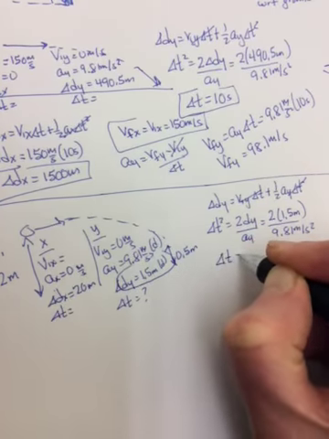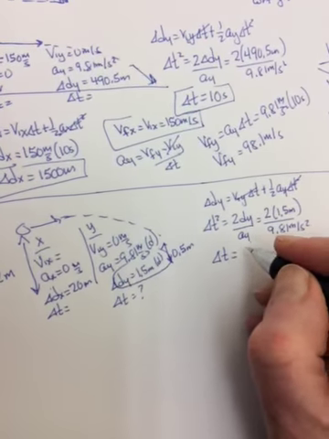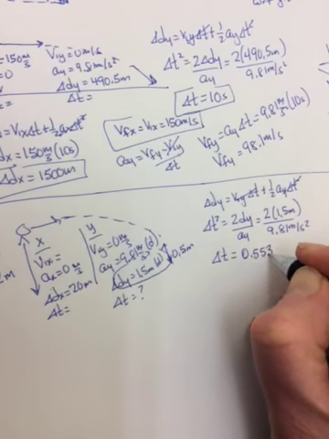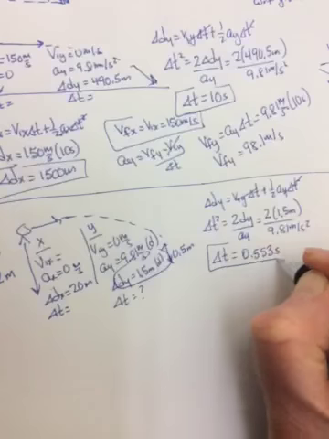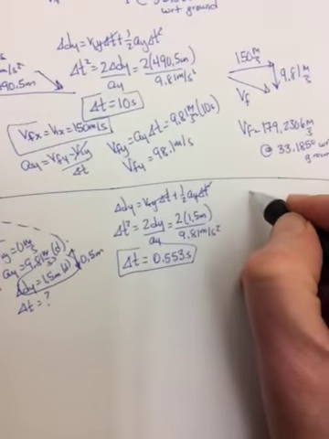Don't forget you need to take the square root. So it's 3 divided by 9.81, take the square root, and get 0.553 seconds. Once you have that, then you can do the x direction.